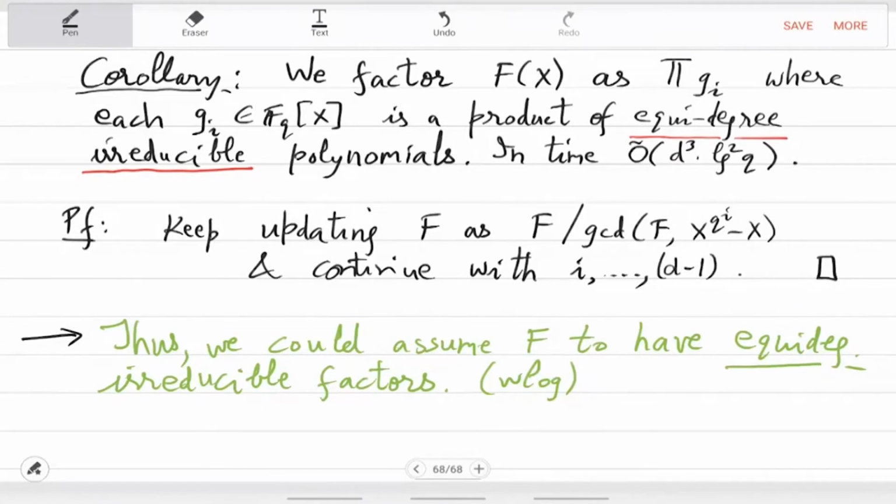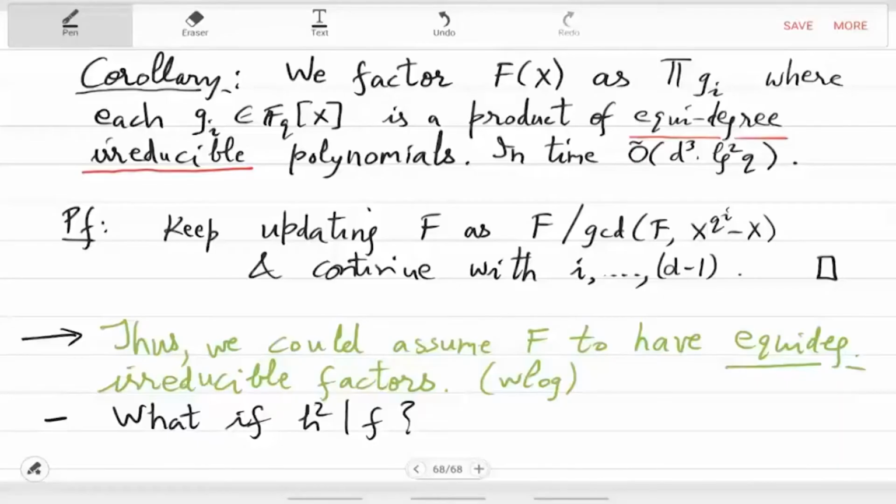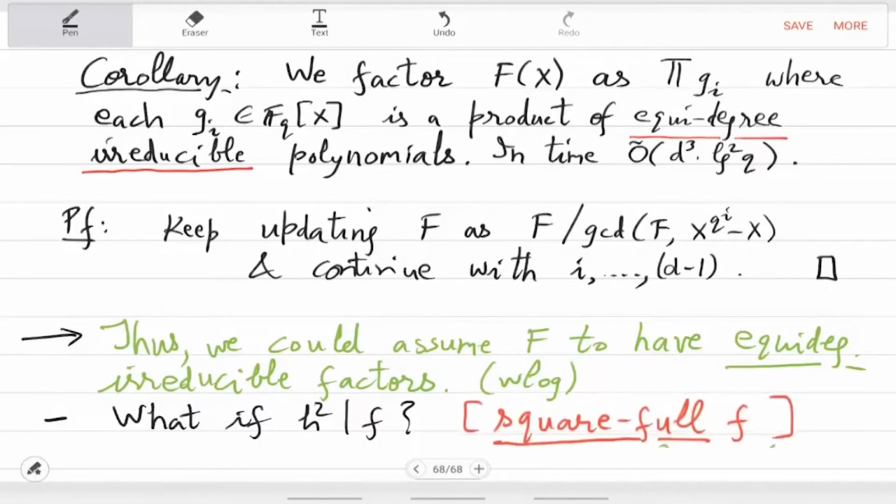One more property we can easily resolve is what if there is an irreducible factor whose square divides f. That is called the squareful case. So what if a square divides f? That is called squareful f. And the opposite of this is square free. So if all the irreducible factors of f are distinct or co-prime, we call f square free. Otherwise we call f squareful.